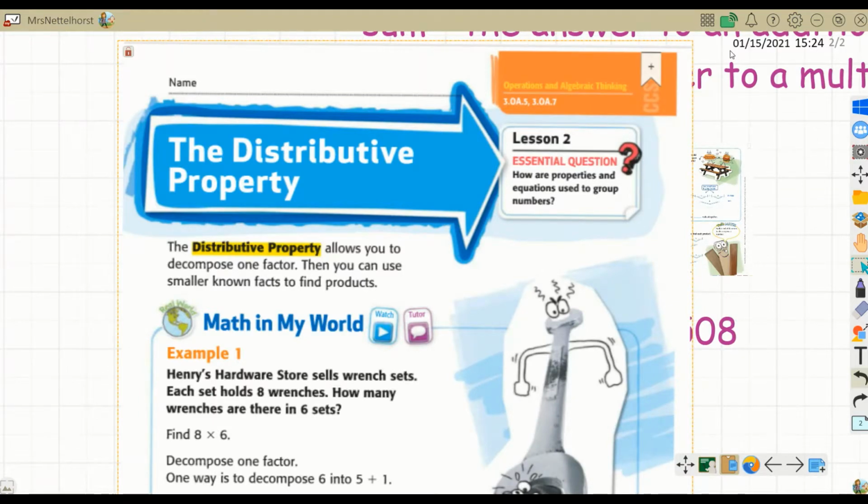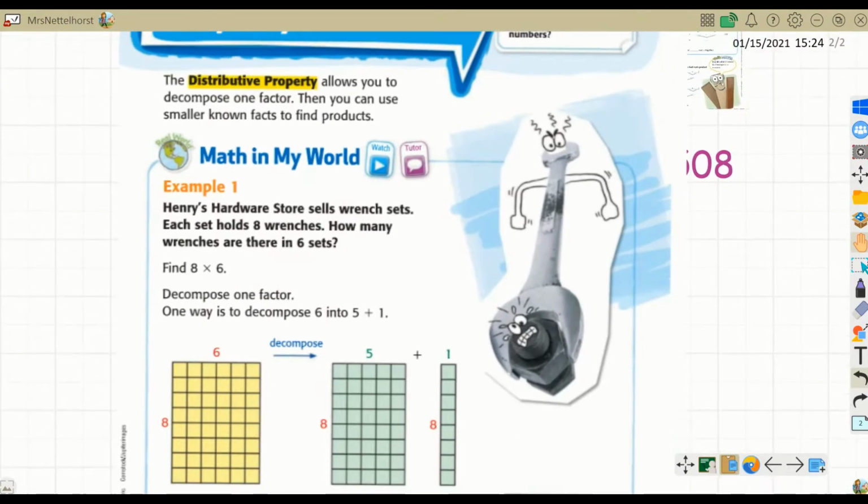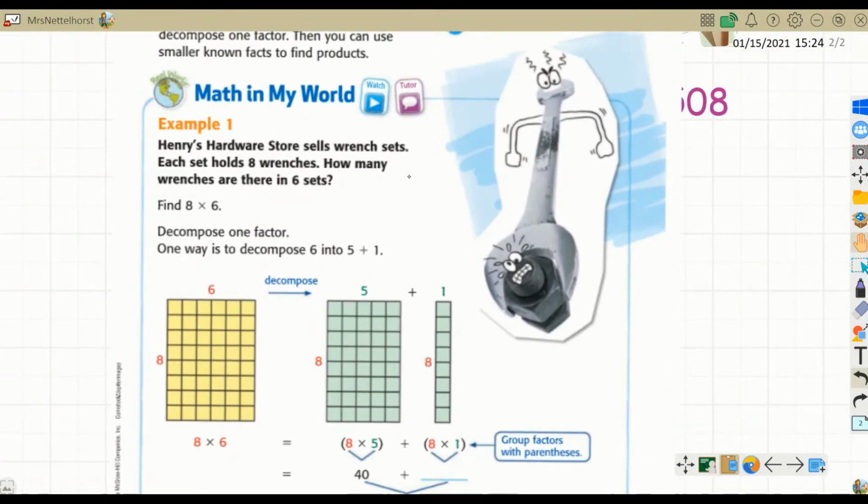So let's find out how many wrenches that is. Henry's hardware store sells 6 wrench sets. Each set holds 8 wrenches. Okay, that's all I know. I don't know how many sets he has. So I'm going to go ahead and read the question along with it. Henry's hardware store sells wrench sets. Each set holds 8 wrenches. How many wrenches are there in 6 sets? Okay, that solves that problem. So how many wrenches are there in 6 sets? So I need to find 8 times 6.